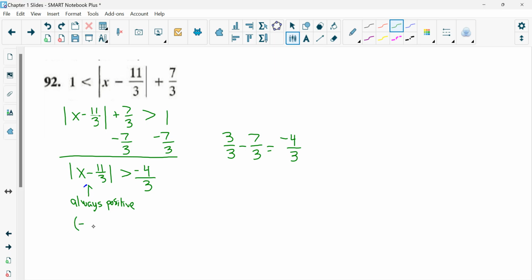So we can say -infinity to infinity. And again, on a number line, that would just be everything shaded. When we did absolute value equations and the right side was negative, we said there was no solution because there's no way the absolute value can be negative. But now it's an inequality. Anything that's greater than a negative number is always going to be true. So that's why that one's just a little bit tricky.